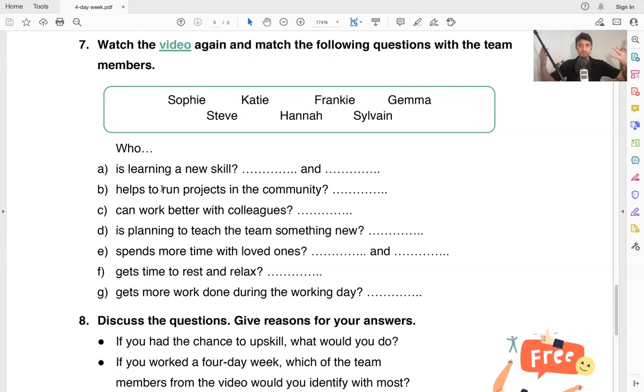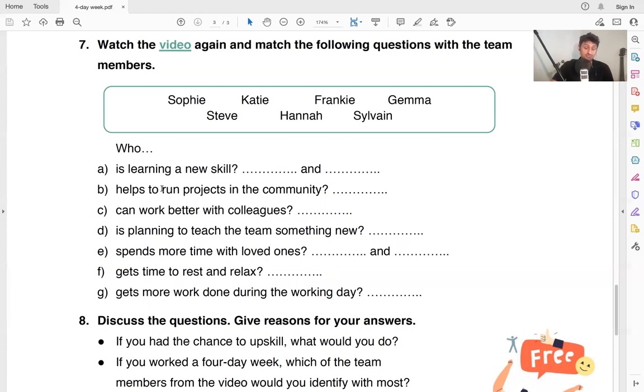I am running a project. I am running a company. I am running a business. It means it's my business. I am doing it. Okay, and so some of these employees say they work better with colleagues when they have shorter work weeks, and one of these employees is planning to teach the team something new. So they teach, they collaborate, they teach each other.